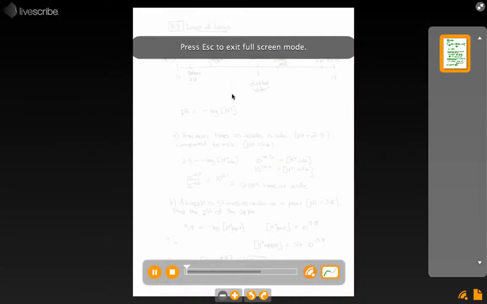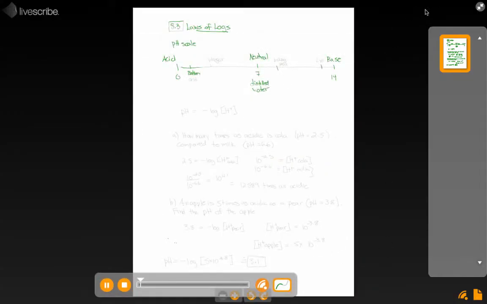This example comes out of section 8.3, Laws of Logs, and we're talking about the pH scale. Now, different Math 30 students have different backgrounds with talking about acids and bases, but even in Science 9 and 10, you run into the pH scale a little bit. pH stands for power of hydrogen. It's basically a measure of how acidic something is. The more acidic it is, the lower it is on the scale.